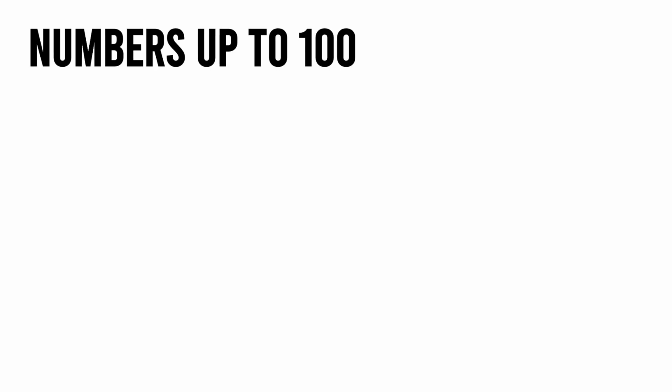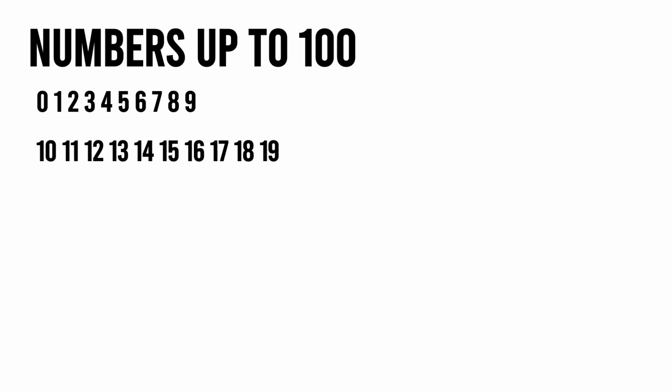Numbers up to 100. From 0 to 9. After 9, if we add another unit, a 1, we have to go back to 0, but this time with a 1 in front of it, because the numbers only go from 0 to 9, and we don't have any other symbols.